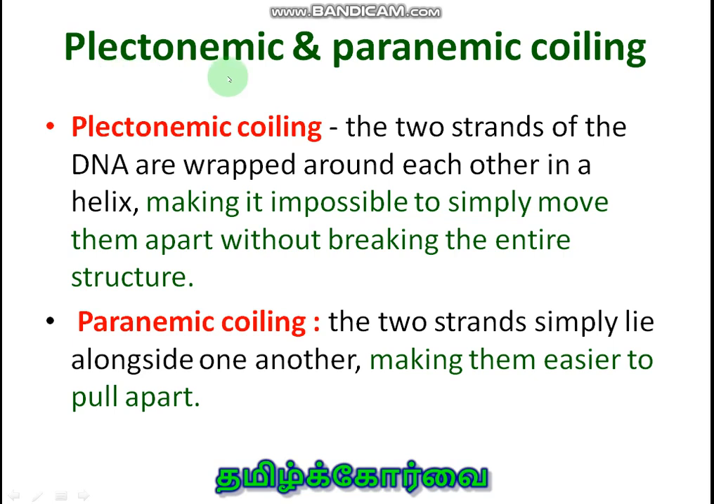Then plectonemic and paranemic coiling. Plectonemic coiling means it is very difficult, almost impossible, to simply move the DNA strands away from each other without breaking the entire structure. You have to break the entire structure in order to separate them. Then the coiling is said to be plectonemic coiling. So it is a very tight coiling. If it is a very loose coiling, making them easier to pull apart, then it is called paranemic coiling.